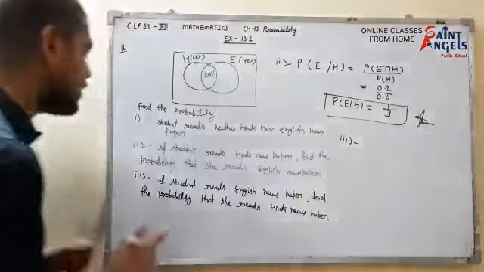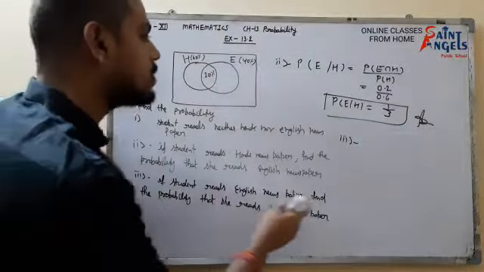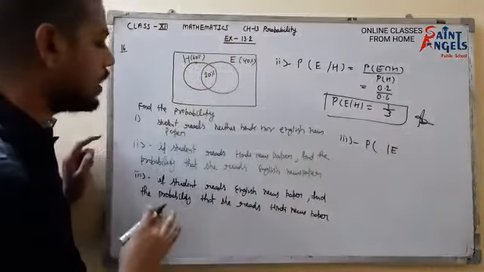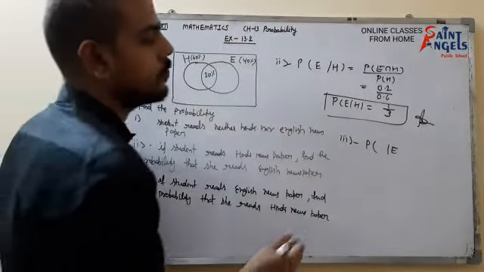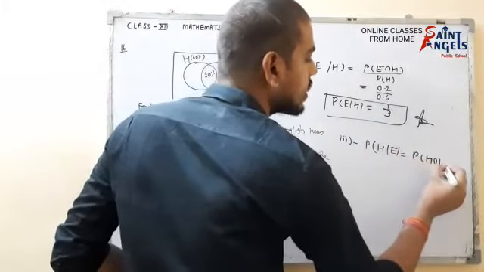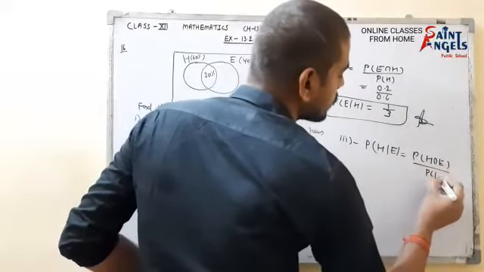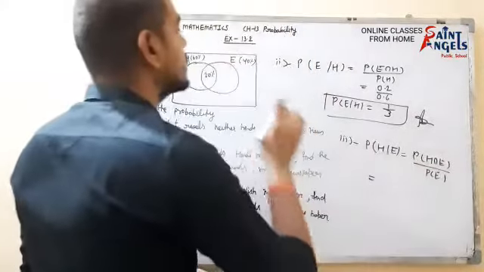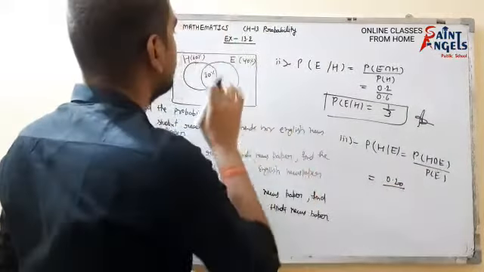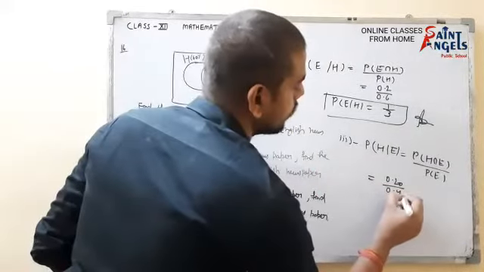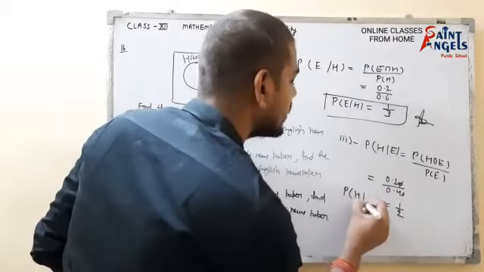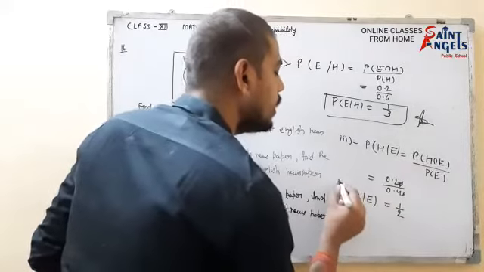The third question is asking: if a student is already reading the English newspaper, then find the probability that she reads the Hindi newspaper as well. So we have to find P(H given E). That would be equal to P(H intersection E) upon P(E). Okay, so P(H intersection E) is 0.20 and P(E) is 0.40. So that would be 1 by 2. So 50% is the chance that if someone is reading the English newspaper, he will read the Hindi newspaper as well.